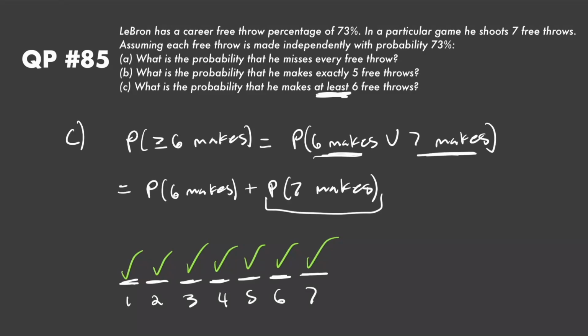It looks like this. And now each one of these shots is independent, so he has a 73% chance of making it, so the odds that he makes every single one is going to be 73% to the power of 7. And again, there's only one way of permuting 7 things that are the exact same, obviously.